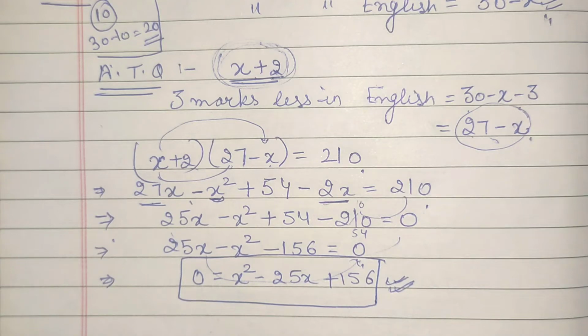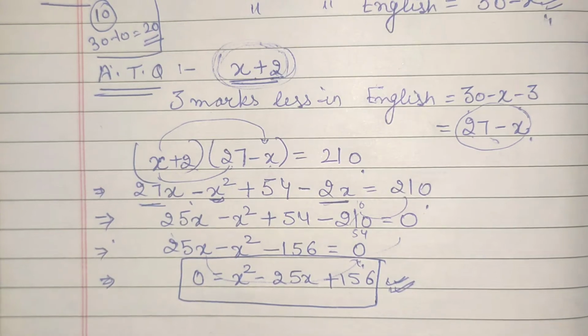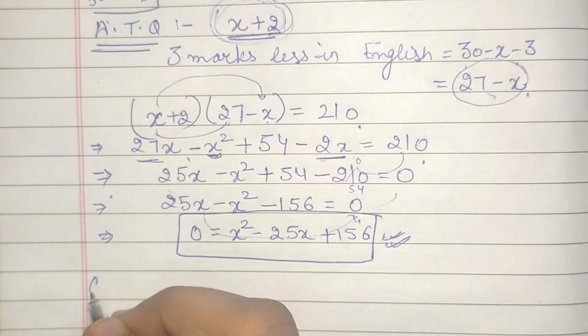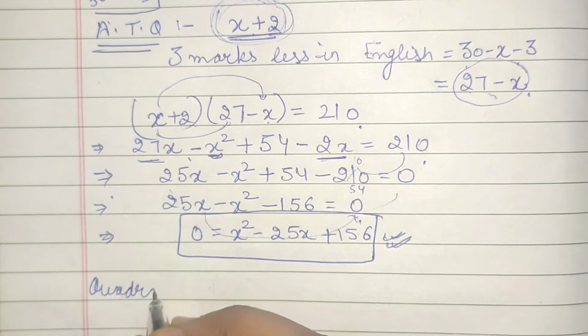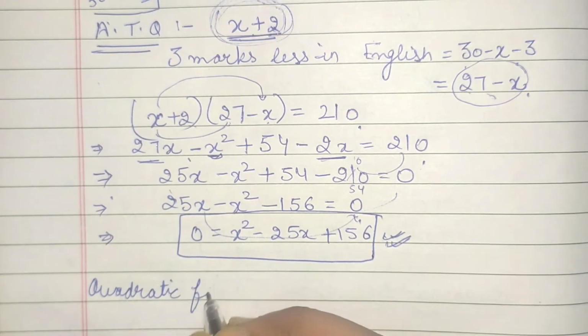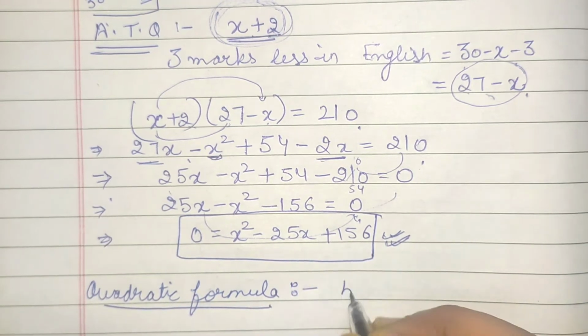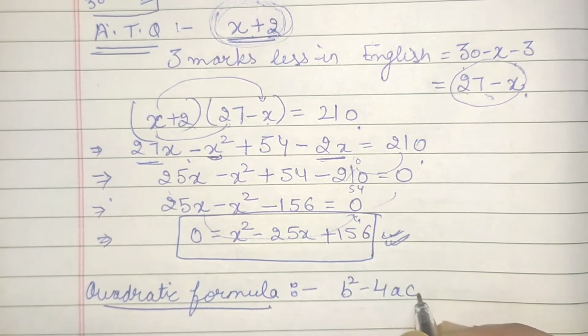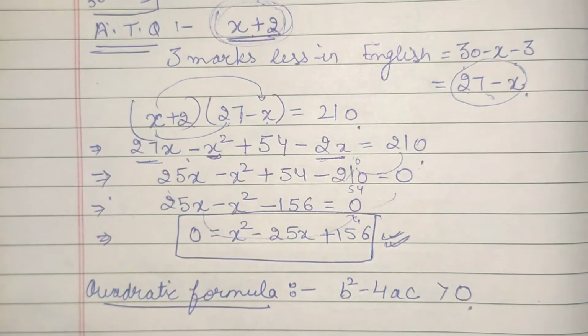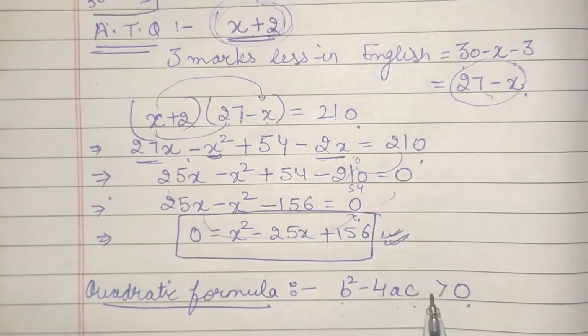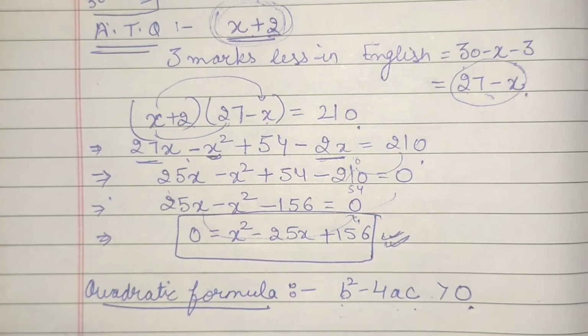You have to write down your given statement step by step in the form of an equation. Okay, so now solve this equation using the quadratic formula. It is very simple. In the quadratic formula, you first have to check whether real roots exist or not, and we check that by seeing whether b square minus 4ac is greater than 0.